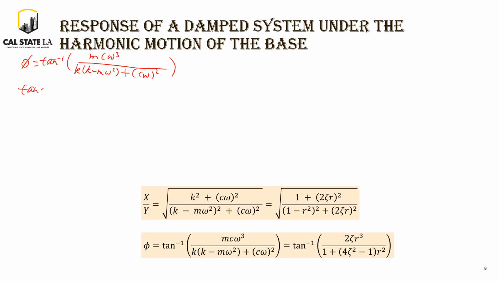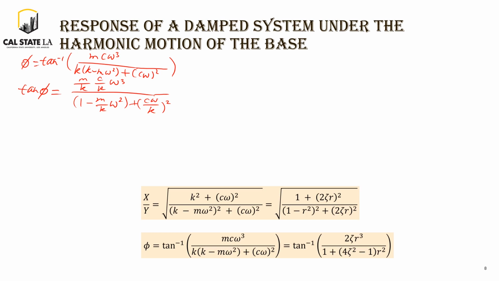So tangent phi will be equal to m over k, c over k times omega cubic, and the denominator becomes, since we divided by k already, 1 minus m over k times omega squared plus c omega over k squared, right? So this is what we have.